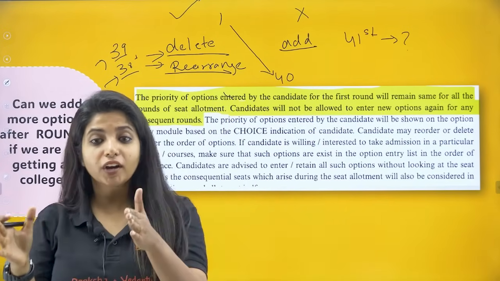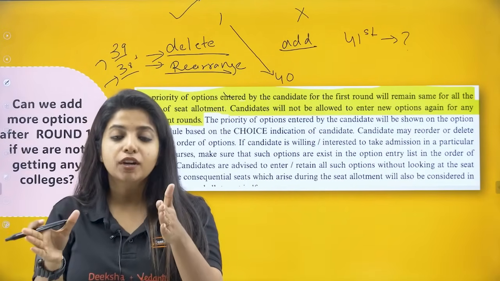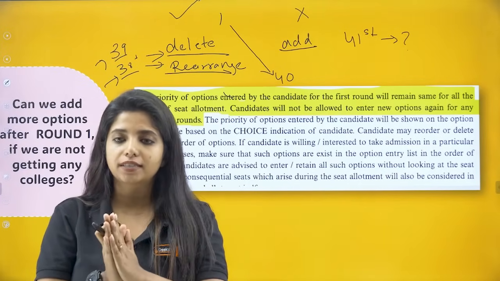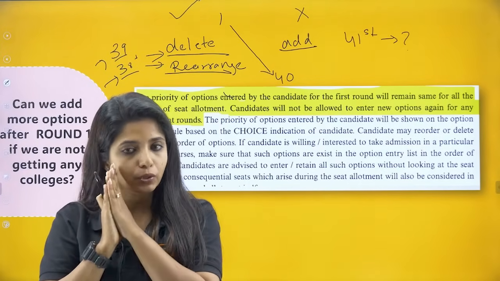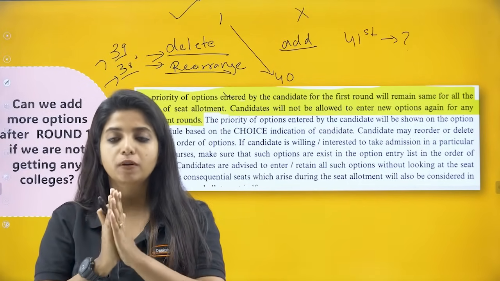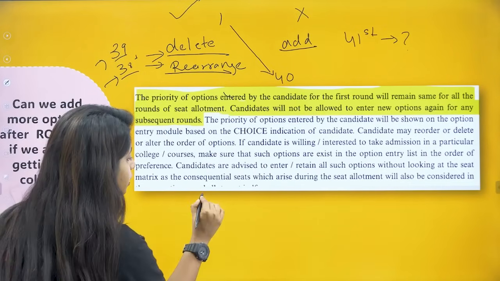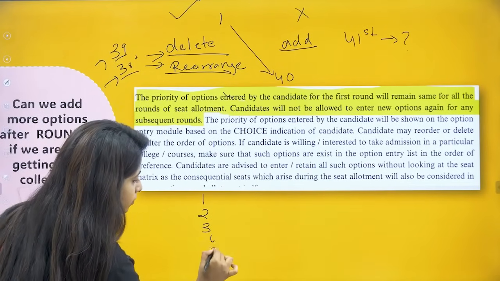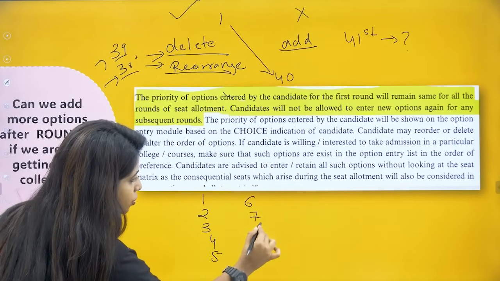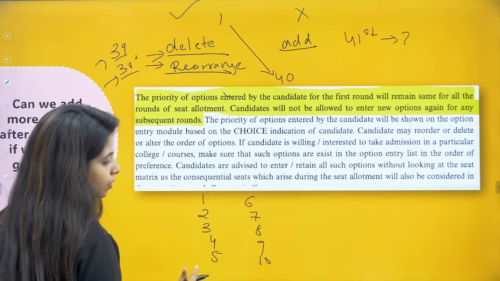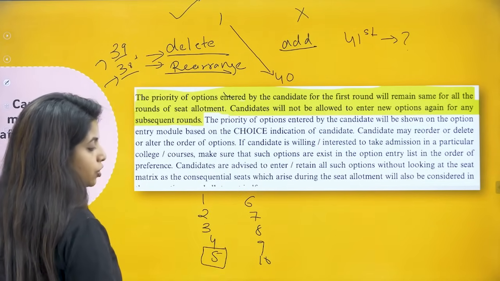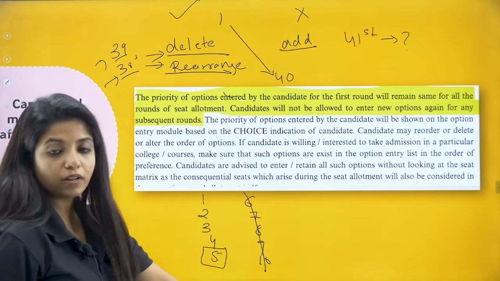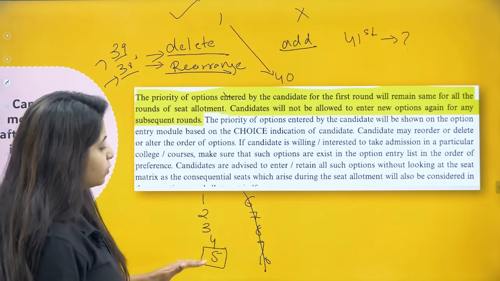That is, after the mock allotment results come, you will get time to put down more options, put them there itself. This is very, very important for you to understand. Later on, you would not be allowed. And I'll tell you one more very important thing. If you have a list of colleges like this, my dear children, and you got the 5th college in the first allotment, all the lower ones will be deleted, the upper ones would be remaining.